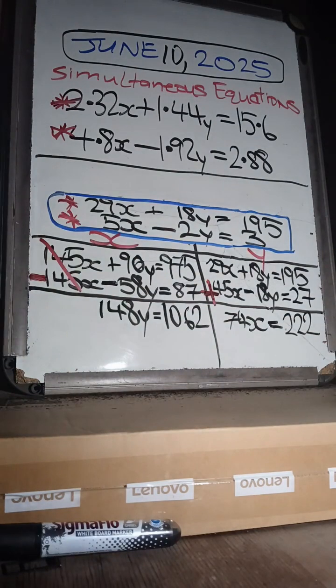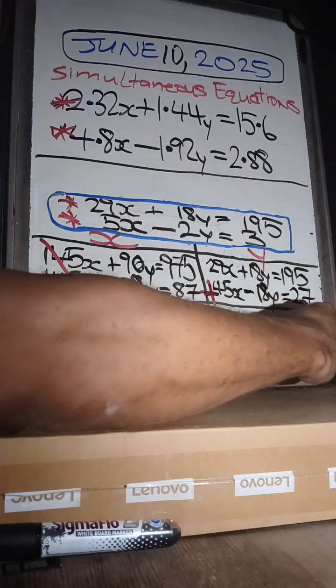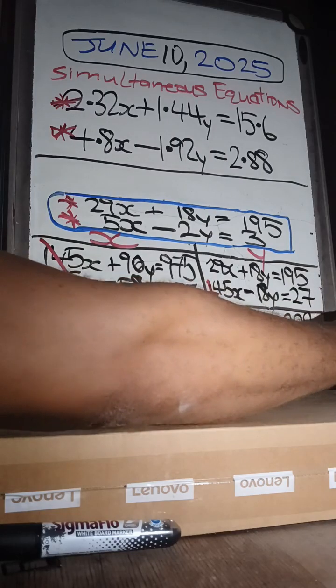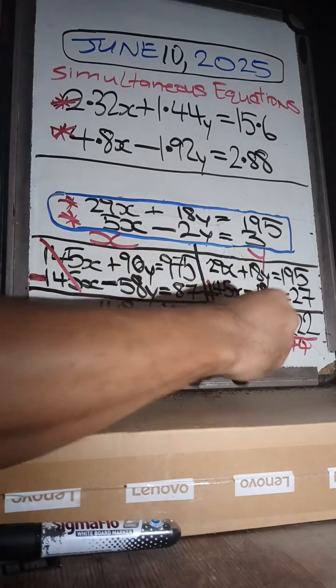Yeah. And as I suspect, I doubt that this is perfectly divisible. So let's see. Wait, this is? So, look here. If I divide both sides by 74, the x over here is equal to 3.